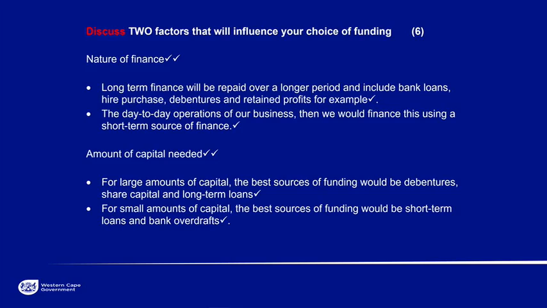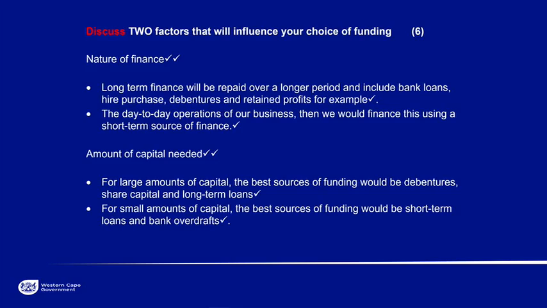Okay, so if you look at the first one, nature of finance, that is naming the factor of funding or choosing funding. Nature of finance, so you get 2 marks for that, and then 1 mark for any one of the 2 bullet points. So again, you're only going to write 1 statement after you have named the factor. And the same thing for the second factor. The amount of capital needed is the second factor that you are mentioning, and then 1 description or 1 explanation for the amount of capital needed.